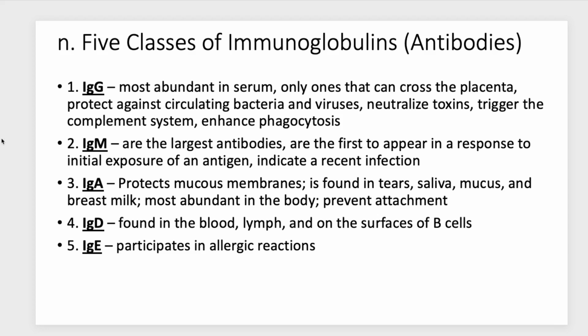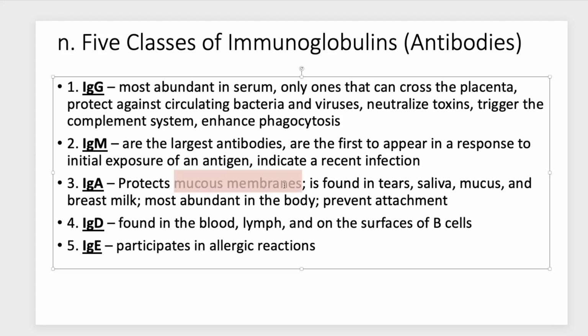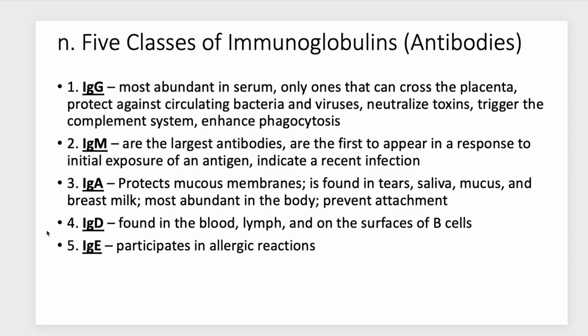Immunoglobulin M, these are the largest antibodies. They are the first to appear in an immune response after the initial exposure, and the presence of them indicates a recent infection. Immunoglobulin A, that's what we saw in our tears and in our saliva, and that's actually the most abundant in the body. And it protects our mucous membranes as well. IgD is found in the blood, lymph, and on the surface of B cells, and then IgE participates in allergic reactions.